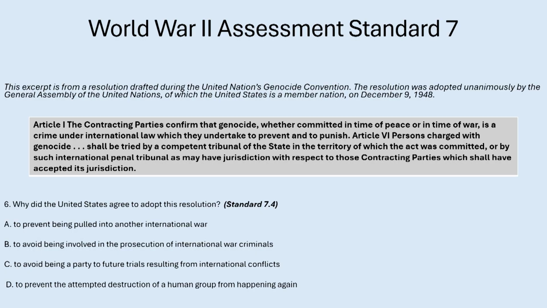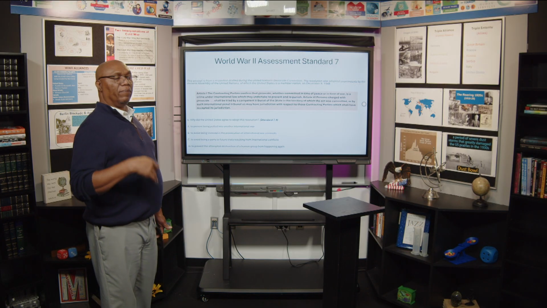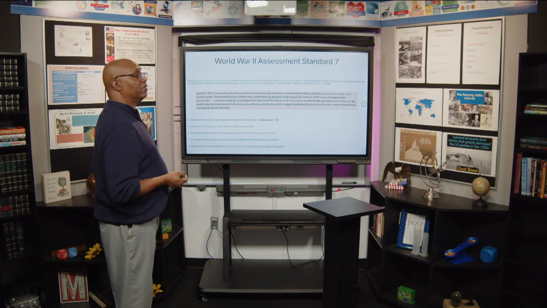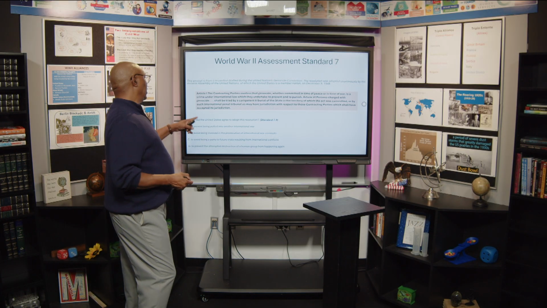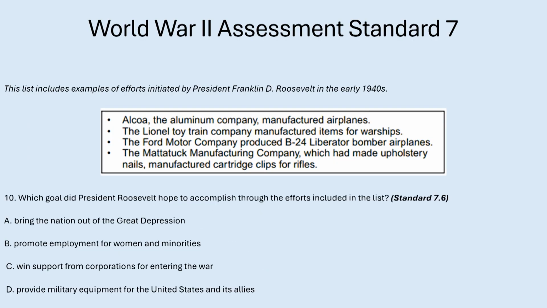In other words, basically what it's saying is that you can't, during times of war or during times of peace, have genocide. Any government or group that engages in genocide can be held accountable. Why did the United States agree to adopt this resolution? To prevent being pulled into another international war? Nope. To avoid being involved in the prosecution of international war criminals? Nope. To avoid being a party to future trials resulting from international conflicts? Nope. To prevent the attempted destruction of a human group from ever happening again. At the end of the day, we don't want another Holocaust.